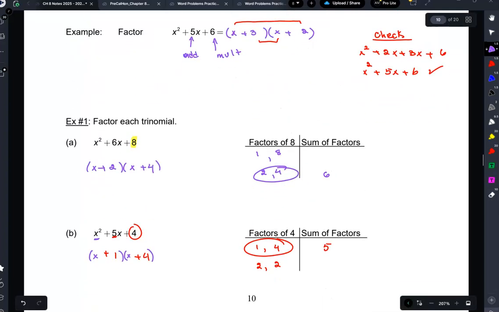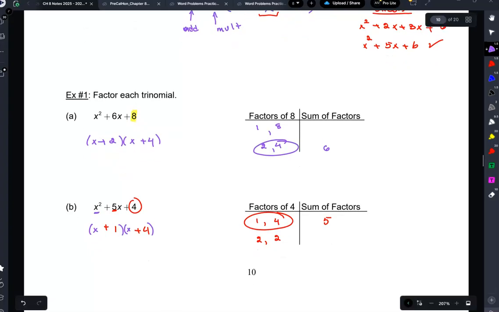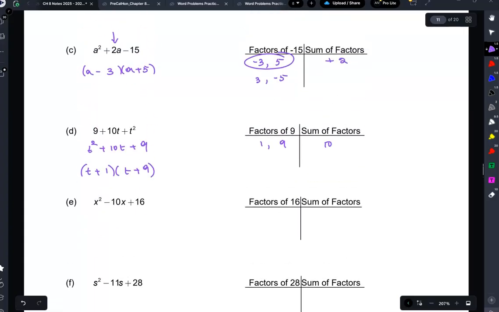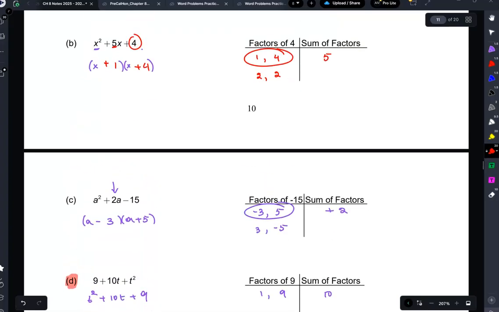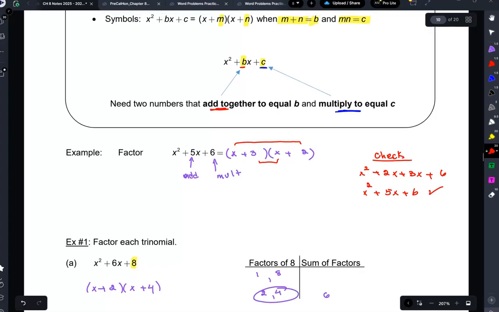Look at this one that we did. It's positive x squared, positive 6x, positive 8. This one, positive, positive, positive. C had a negative, but D is positive, positive, positive. So look at all the ones that have all positives. This one, this one, this one.